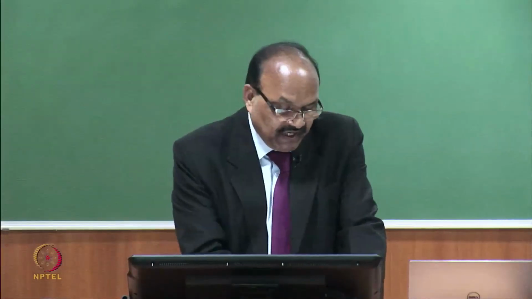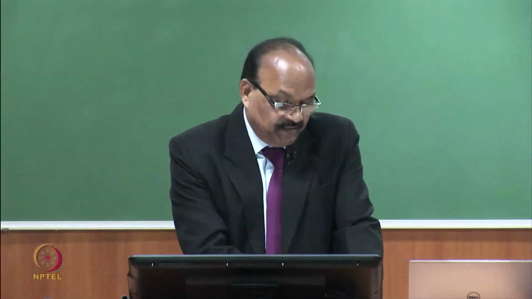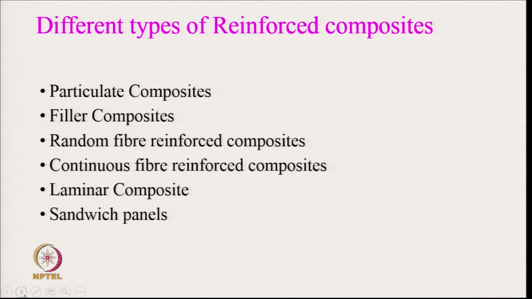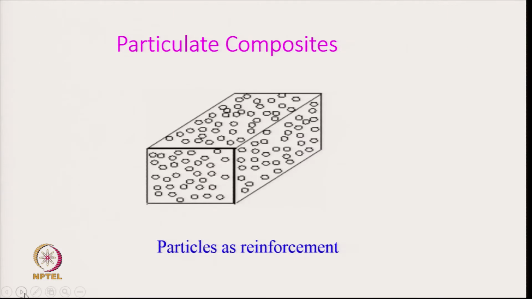Subsequently, we will be looking into these structures and how they are really helping to achieve various kinds of mechanical properties. This slide shows different types of reinforced composites. So, I have just included some of the important composite categories. Let us start with the first one, particulate composite. So, this is particulate composite, that means particles are used as reinforcement.